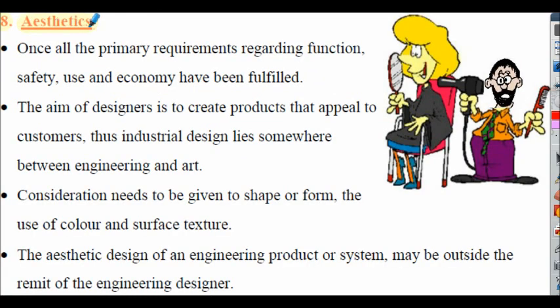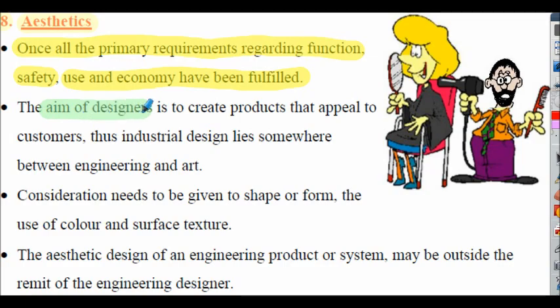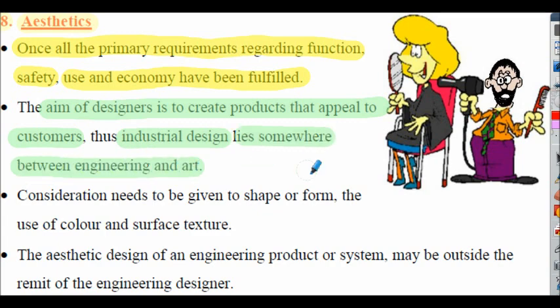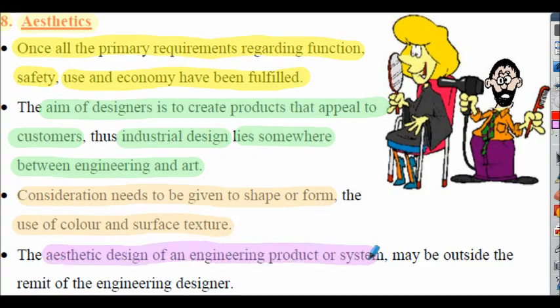Design requirement 8, aesthetics. This is a consideration once all the primary requirements regarding function, safety, use and economy have been fulfilled. As regards aesthetics, the aim of the designers is to create products that appeal to the customers. Thus, industrial design can be considered to lie between engineering and art. So, for aesthetics, consideration needs to be given to the shape or the form, the use of colour and the surface texture. And sometimes the aesthetic design of the engineering product or system may actually be outside of the remit of the engineering designer, and specific expertise may be enlisted to help in this regard.